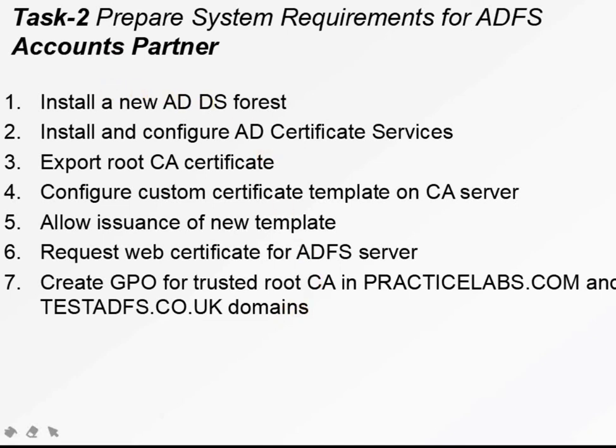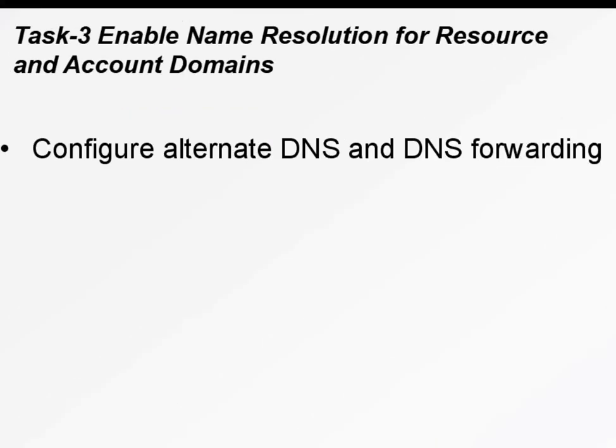So we will now going to see the third task, task 3. Task 3: enable name resolution for resource and account domain. So the only one task, configure alternate DNS and DNS forwarding. So let's go for the lab.